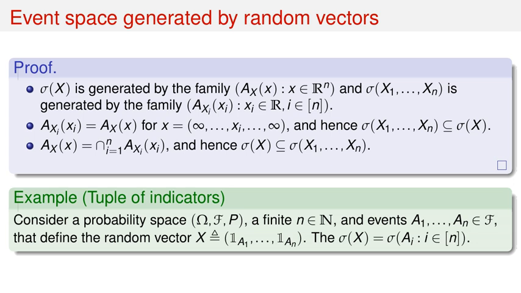For our tuple of indicators example, consider (Omega, script F, P), a finite n, and events A sub 1 through A sub n in script F, defining X equals indicator A sub 1 and so on, indicator A sub n. The sigma algebra generated by X, sigma of X, is equal to the sigma algebra generated by the events A sub i for i in 1 to n, that is sigma of A sub 1 and so on, A sub n.